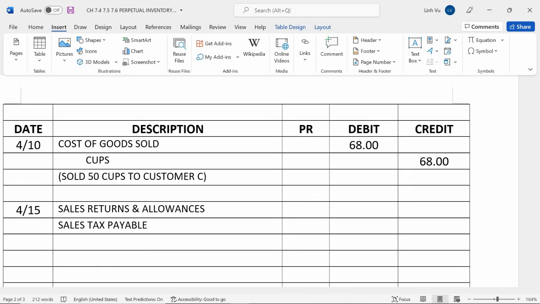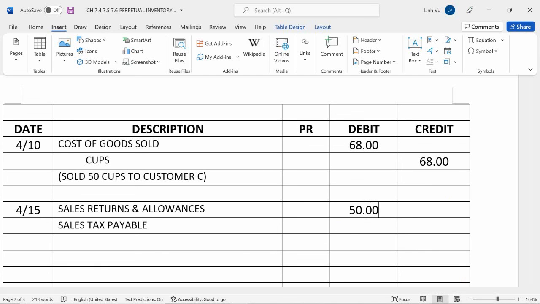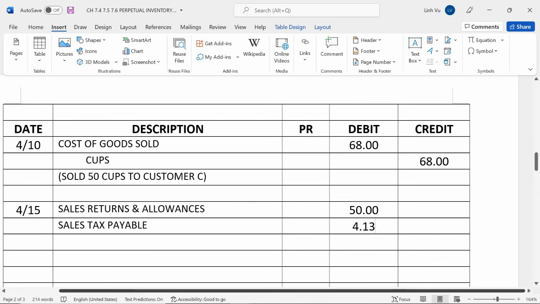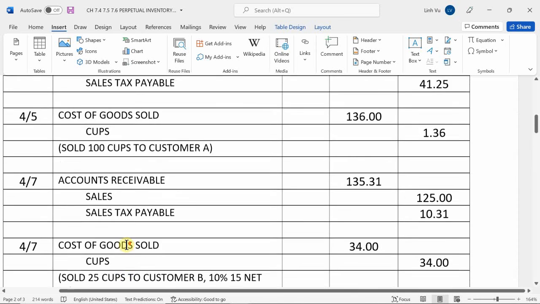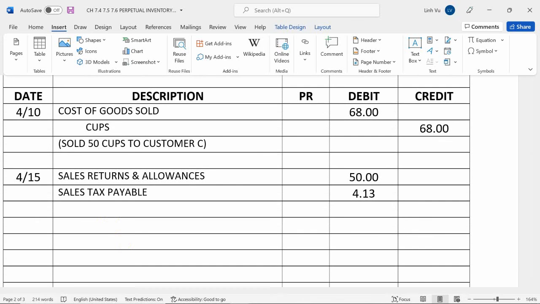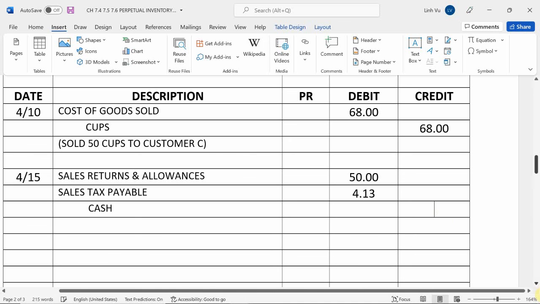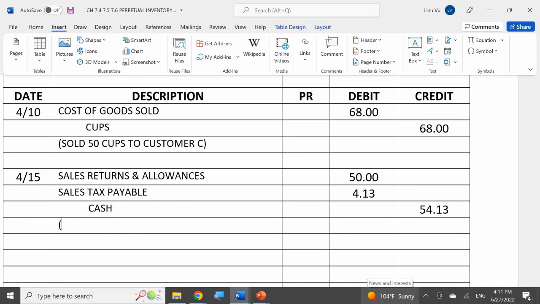So again, the customer is returning 10 mugs. You originally charged them $5 each, so $50. How much sales tax money are you actually going to be giving back? $4.13. Good. And how did customer A pay me? Cash. They paid you in cash, so you're going to refund them with cash, for $54.13.